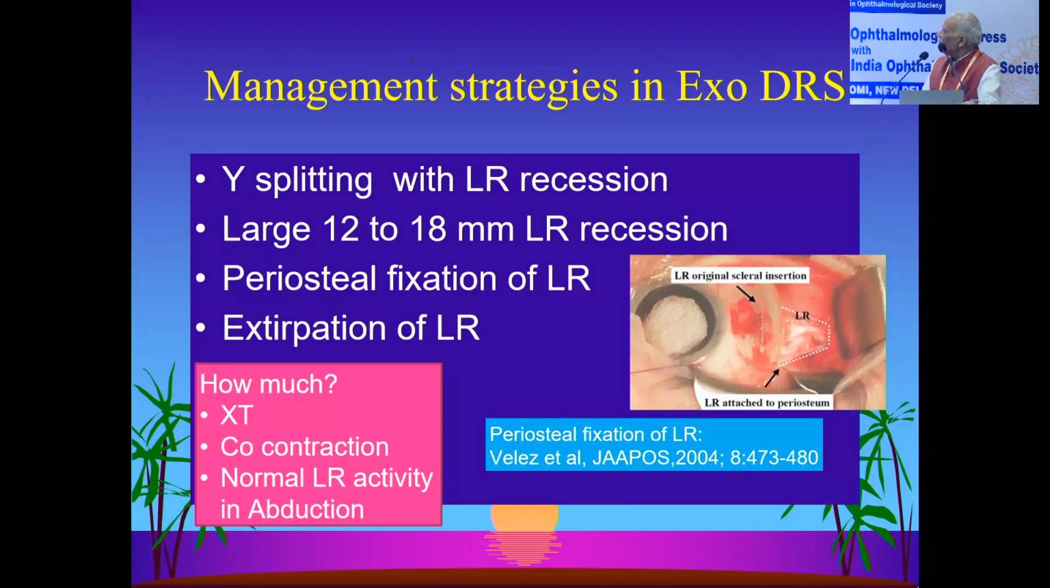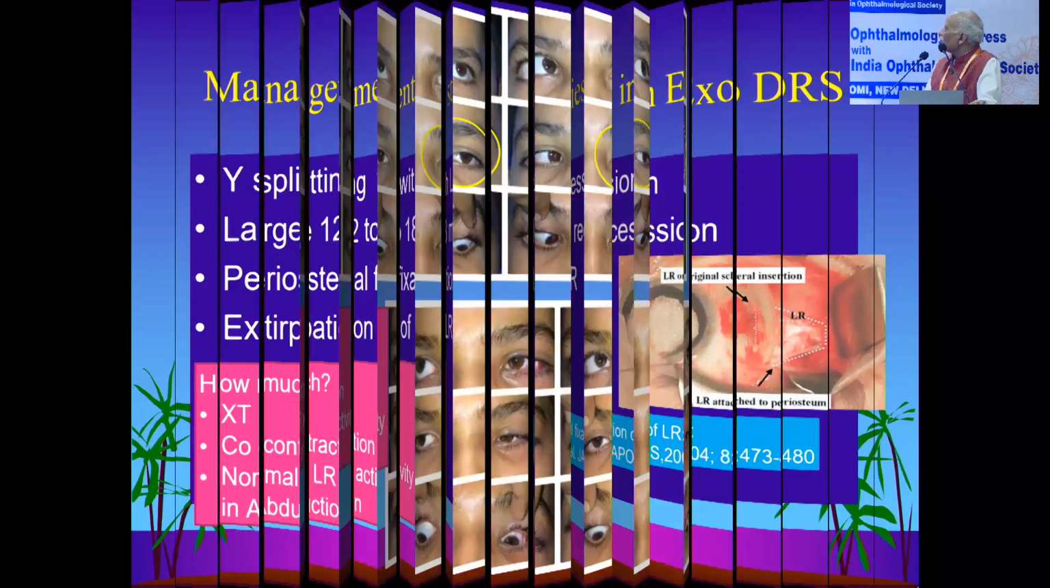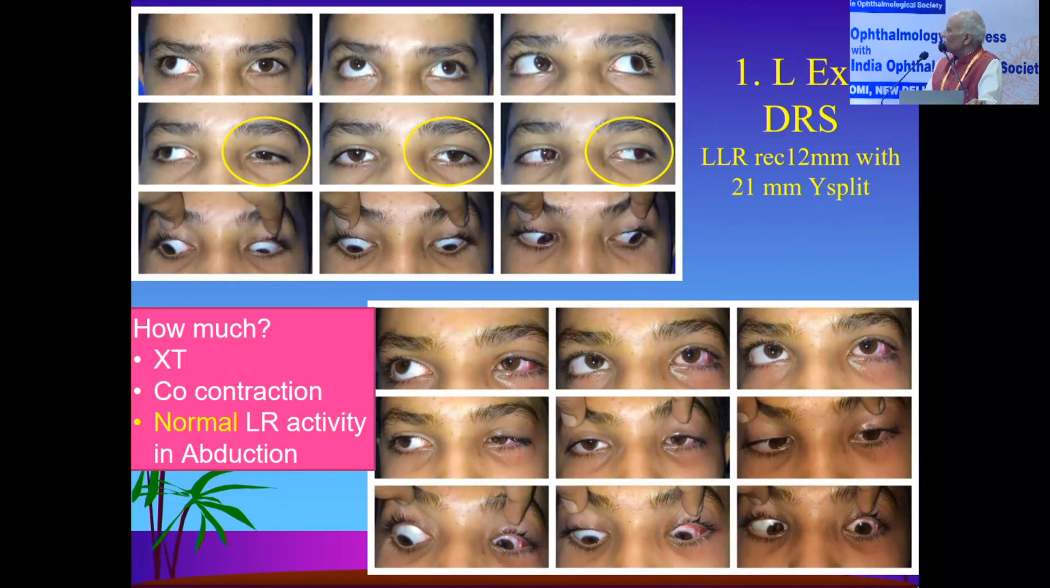For exo DRS, our strategies will depend on how much is the exotropia, how much is the co-contraction, how much is the LR activity, whether it is normal or it is missing. Now, if there is some LR activity, you don't want to sacrifice the lateral rectus. So you do an LR recession with Y split, and many a times 12, 14 or up to 20, 30 prisms of exo will be just corrected by single muscle surgery, LR recession with the Y split.